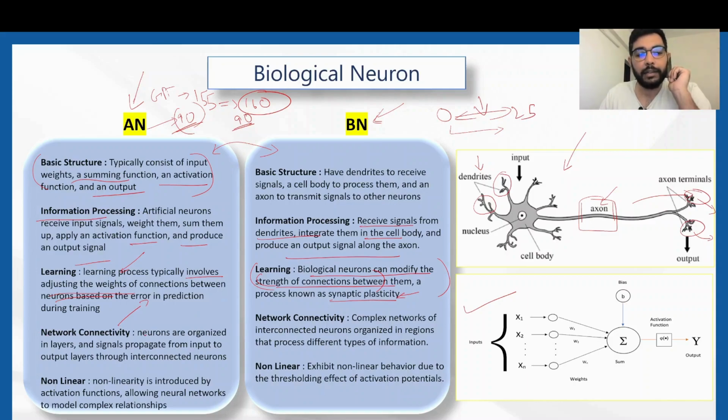Now coming to network connectivity, neurons are organized in layers and signals propagate from input to output through interconnected neurons. There are multiple neurons, as you would have seen in an artificial neural network, connected to form a whole feed-forward neural network. Similarly, in our brain, complex networks of interconnected neurons organized in regions process different types of information, right? So in the biological neuron also, multiple layers of neurons help identify certain types of problems in certain regions.